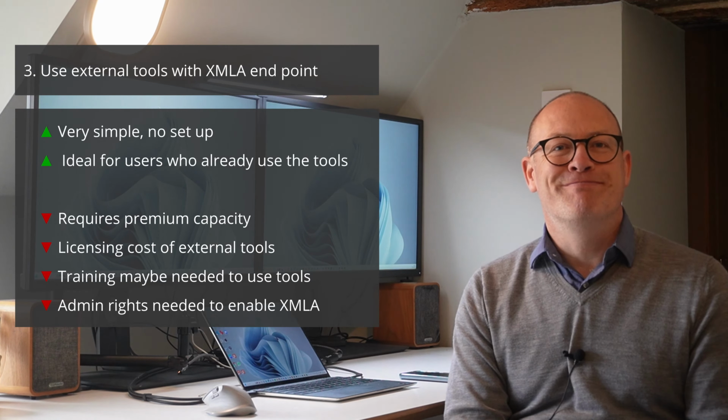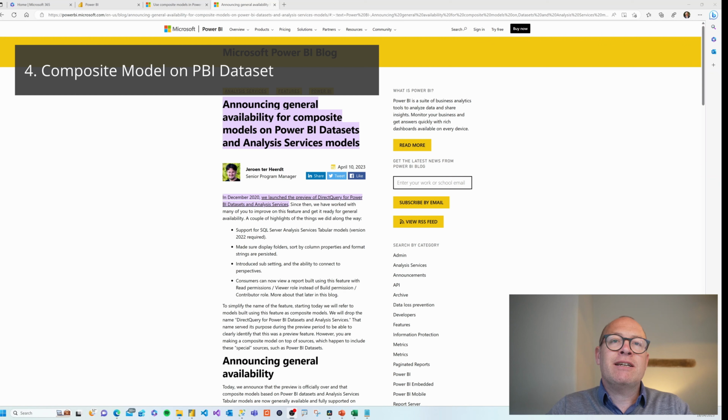And the idea with a composite model is that it allows users to connect to a Power BI dataset, and that might be a large enterprise-wide dataset, and then they can augment that dataset by bringing in other data sources, like our spreadsheet, maybe a SharePoint list, or another database, could be any source really, to make a new dataset of their own, if you like, for departmental use.